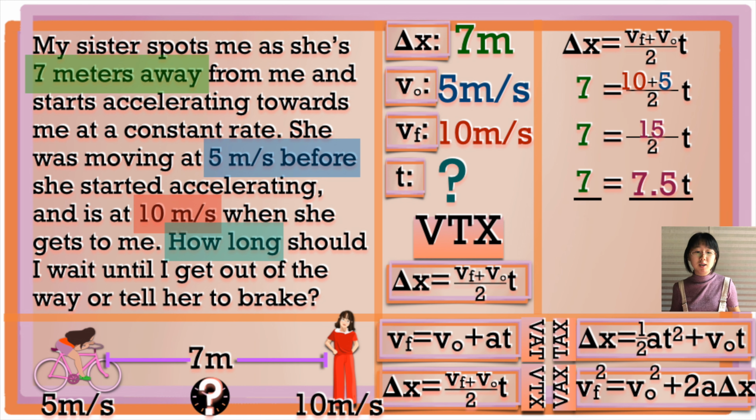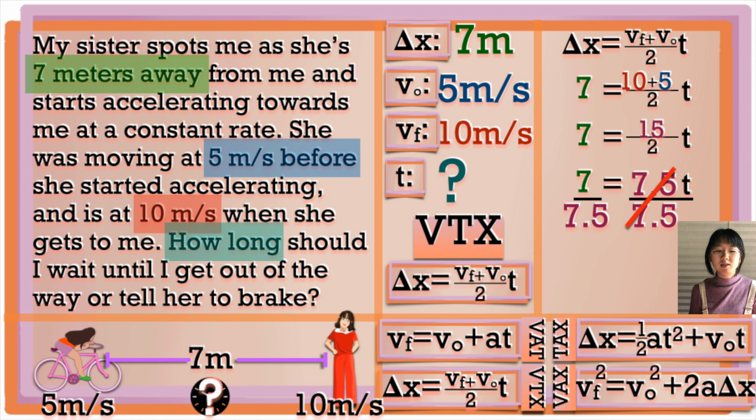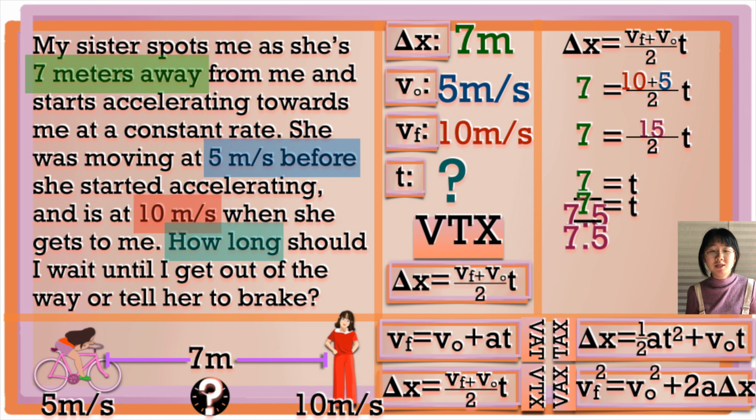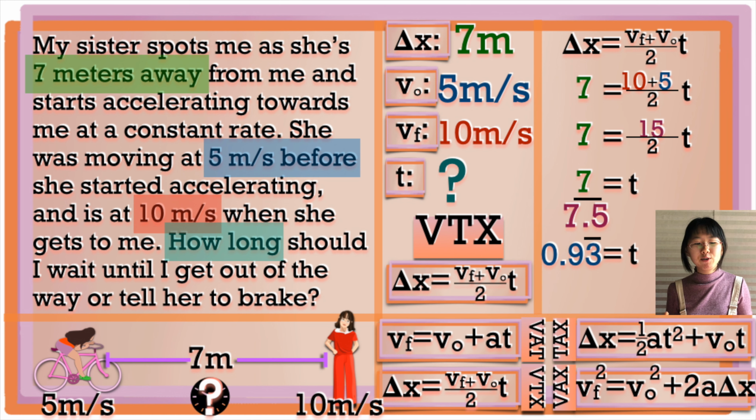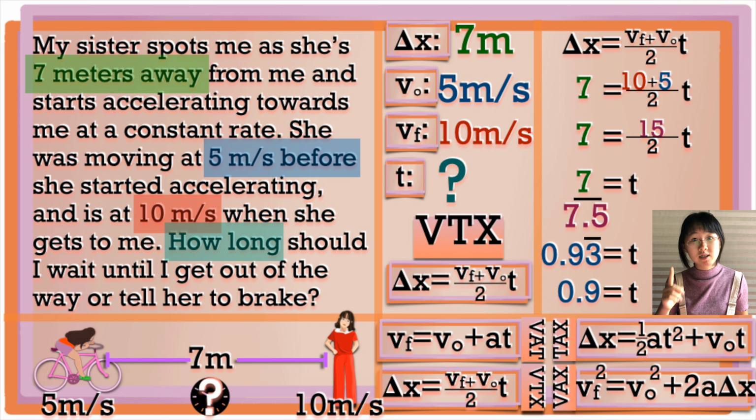We divide both sides by 7.5 to isolate t, to get that time is 7 meters over 7.5 meters per second, or 0.9333 seconds, after the meters cancel out. If we round that to a specific number of significant figures, which I covered in my second and third videos, we get 0.9 seconds, because all of our measurements have 1 sig fig each. So I should be getting my butt out of the way sometime in those 0.9 seconds before my sister hits me with her bike.